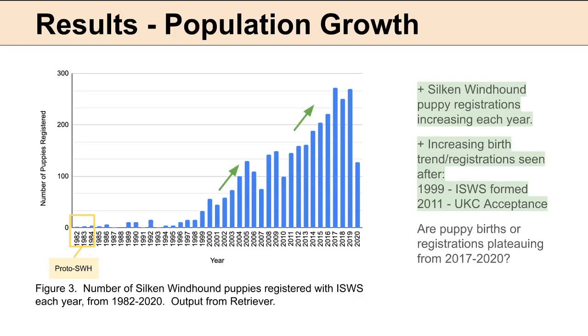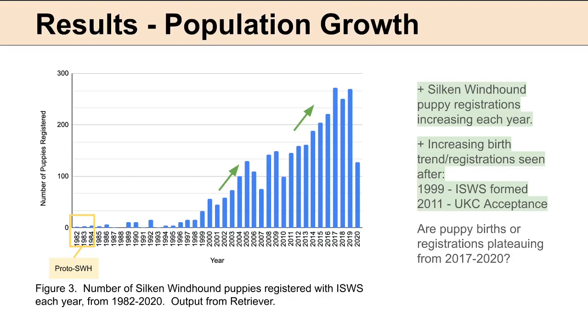And so here, again, I've highlighted proto-Silken Windhounds on the left side of the chart for ease. This is the number of Silken Windhound puppies registered with ISWS each year from 1982 to 2020, and this is output from Retriever. So each bar is the total number of registered Silken Windhounds for that year. And again, we see that the Silken Windhound puppy registrations increase each year, and we see an increasing birth trend in registrations from after ISWS formation and also after UKC acceptance.